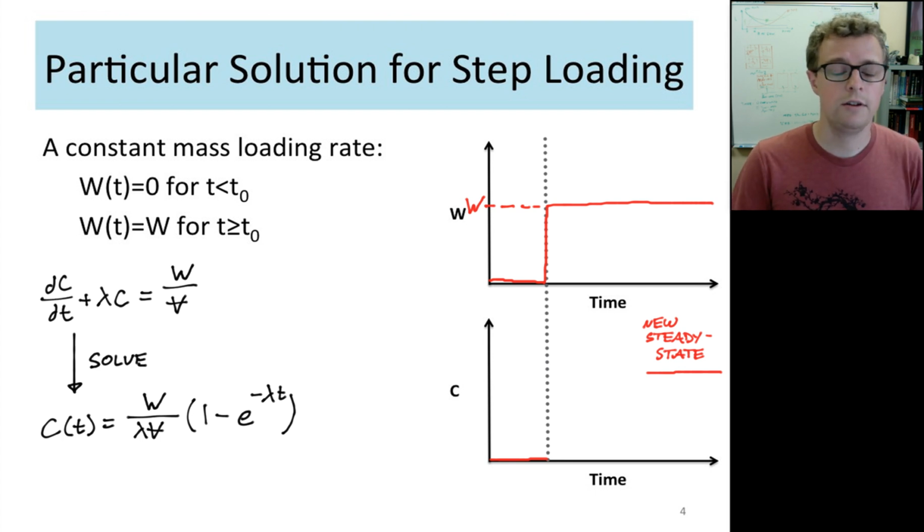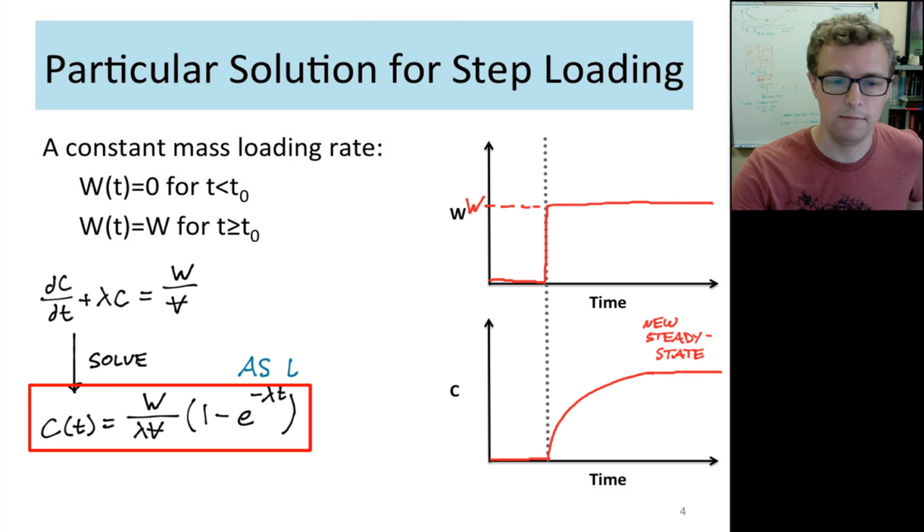So the concentration time series is equal to the loading rate, W, divided by that eigenvalue lambda times volume, multiplied by the quantity of 1 minus e to the minus lambda t. Don't memorize it, but do recognize that that's the form associated with a constant load or a step load. Now, what does that look like? Basically, it's an exponential growth of concentration until you achieve that new steady state.